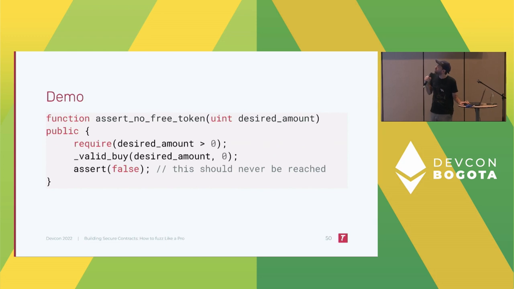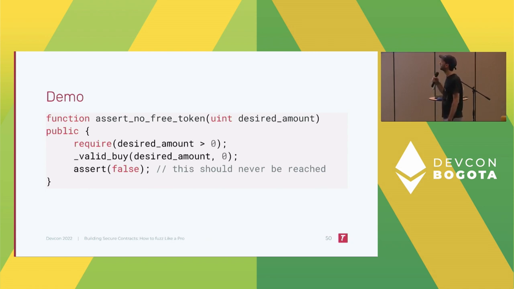All right, so how can we test this? There are a couple of ways to test it. This is one. We can write a function that will take one parameter, so I can put any number there. However, we're going to restrict the input of this function to be non-zero. Then we're going to execute valid by, and then we want to know if Echidna can reach the statement after that, because valid by will revert if the inputs are not the ones expected.